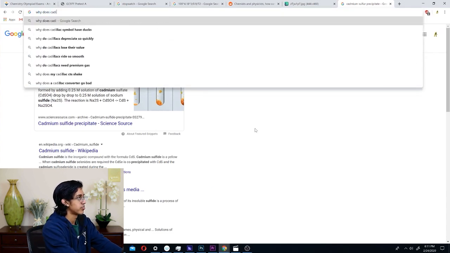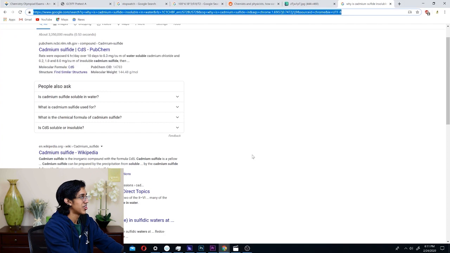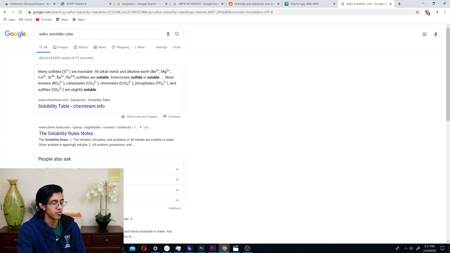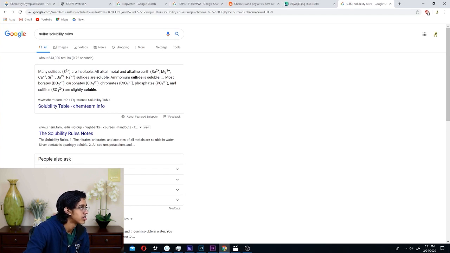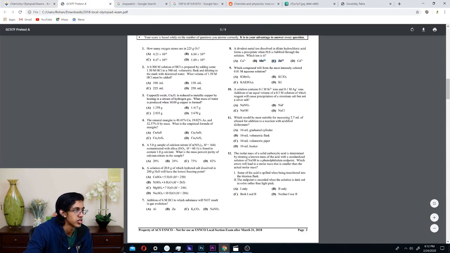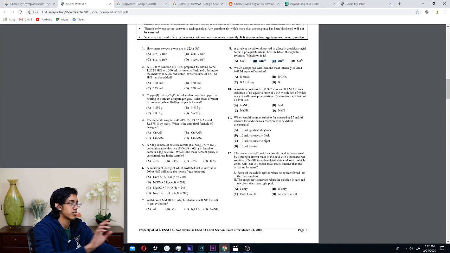Why is cadmium sulfide insoluble? Yes. Let's see. Sulfide solubility rules. Oh my god, I just forgot my rules. Okay, so basically everything is not soluble except the things that are. Wait, what? Hold up. Sulfides. So alkaline, okay. Wait, what? Then why don't the other ones work? But it does precipitate. Okay. Whatever, I'm confused. It's fine.